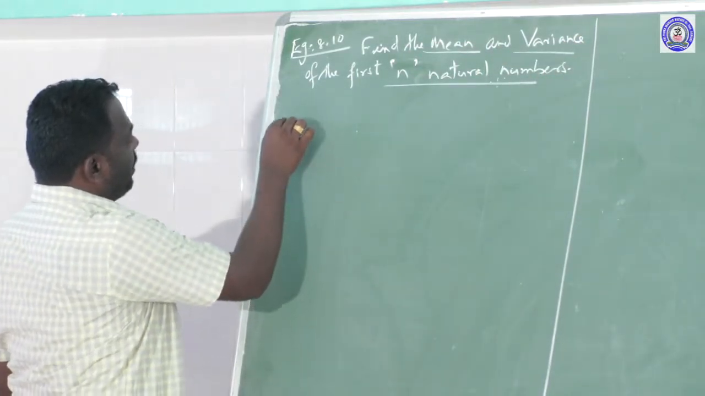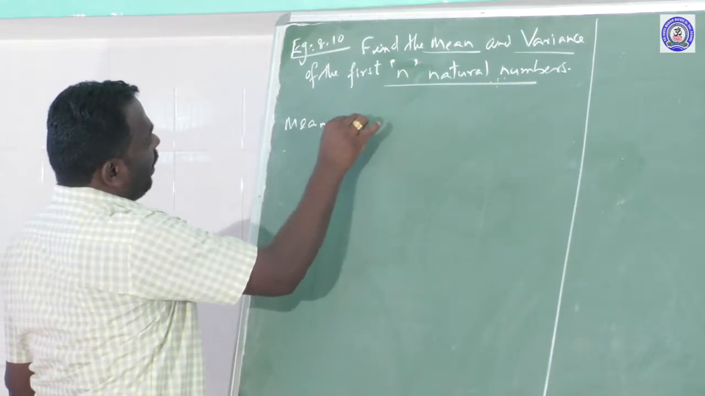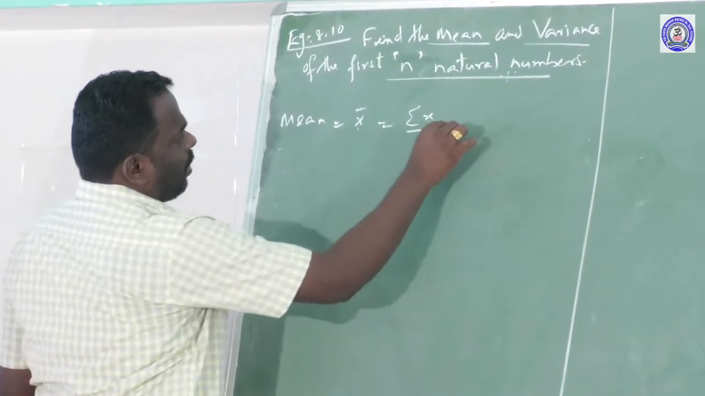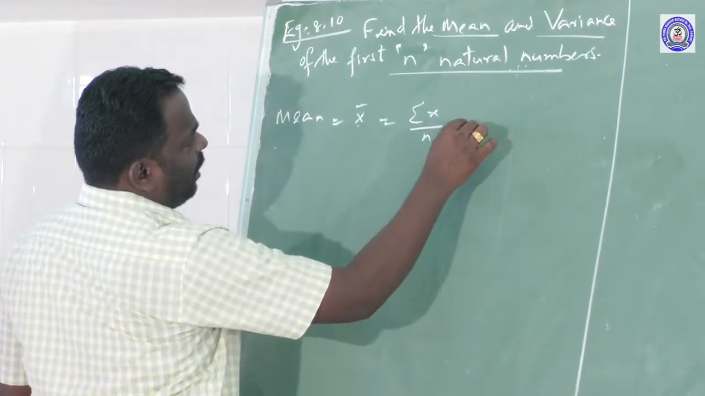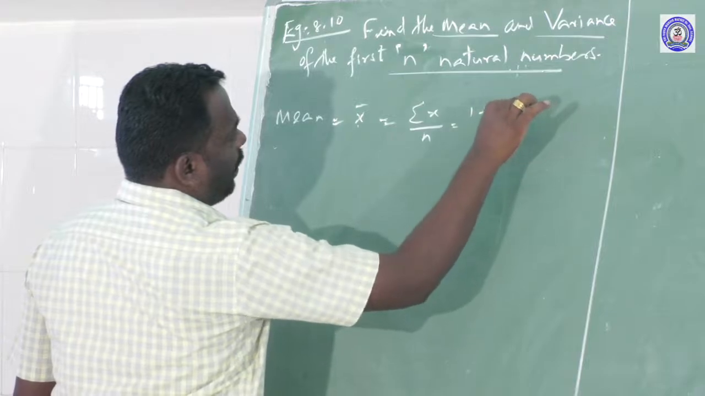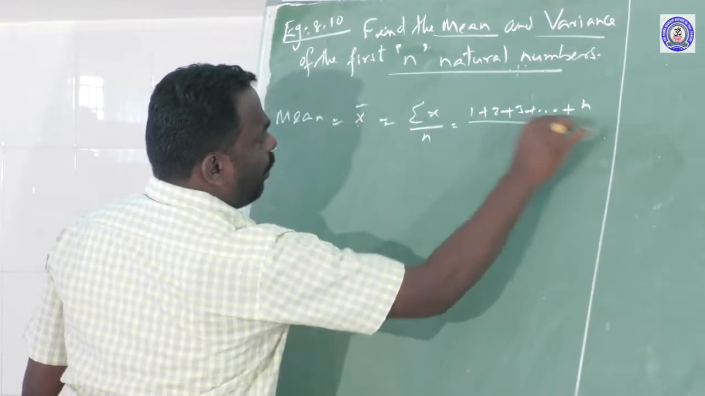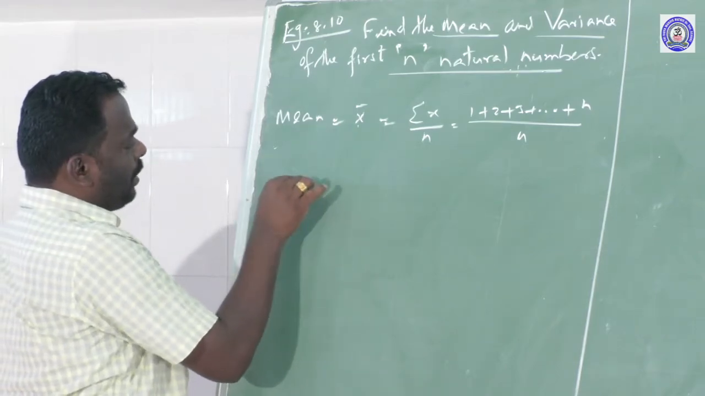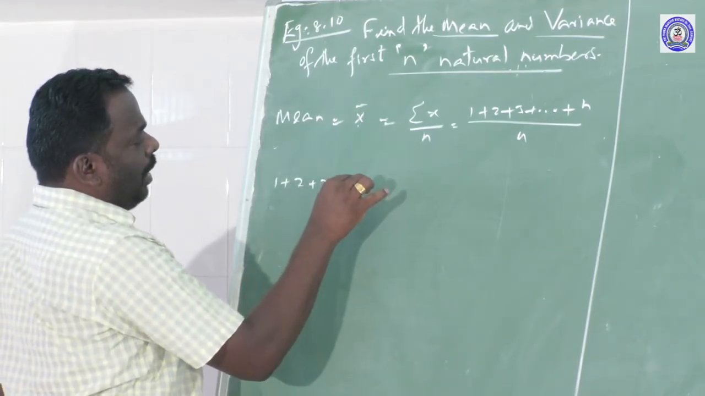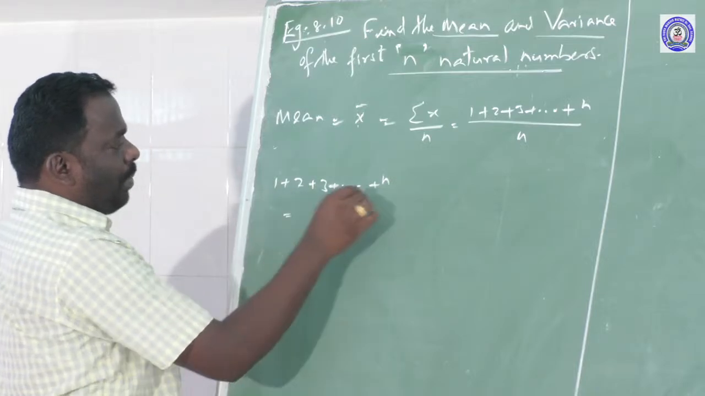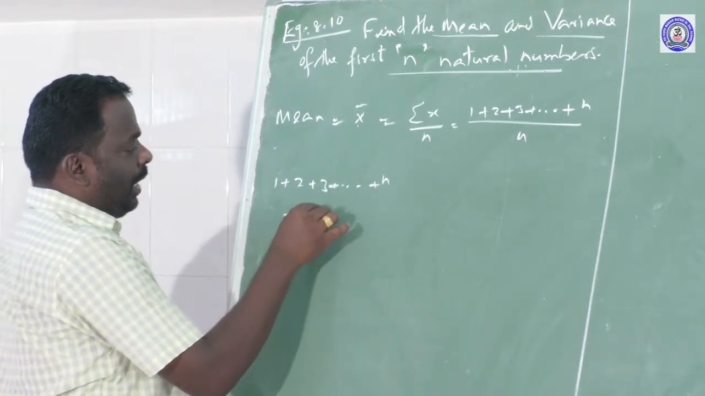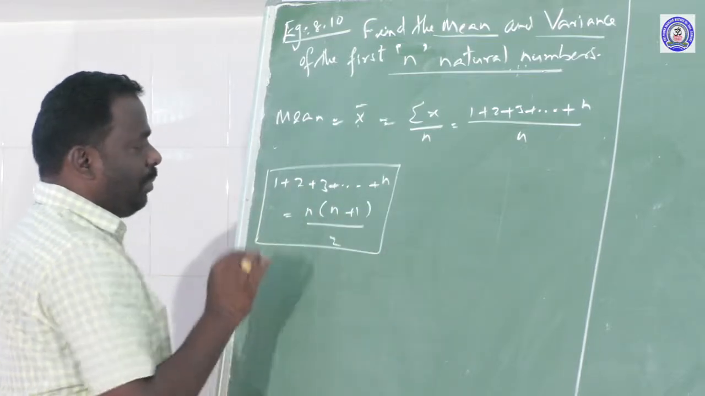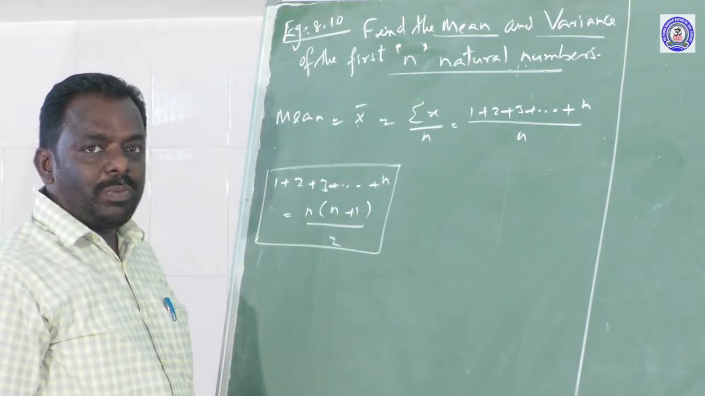So first, find the mean. The mean is defined by x bar equals summation x by n. The result is the sum of the first n natural numbers, 1 plus 2 plus 3 plus etc. plus n, divided by the number of terms, n. We know the formula: 1 plus 2 plus 3 plus etc. plus n, the sum of n natural numbers, equals n into n plus 1 by 2.